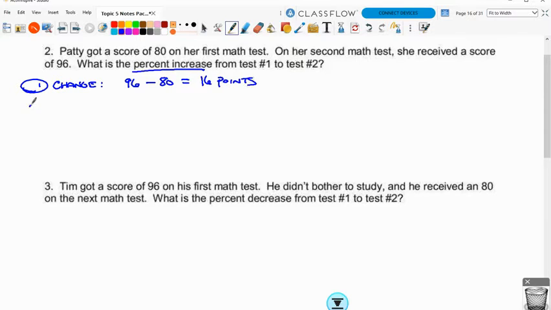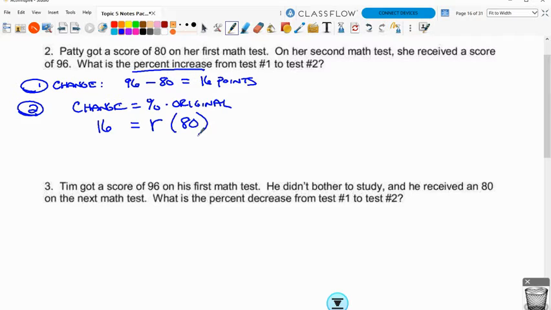Next thing we're going to do is set up the percent change equation. Remember, it says that change, the amount of change, equals a percentage of the original amount. We just calculated the amount of change right here to be 16 points. So 16 goes in for the amount of change. It says, what is the percent increase? So once again, we're looking for R, the rate, the percentage. And now we need Patty's original score. She got a score of 80 on the first test. The first test is the original, so we'll put 80 as the original.